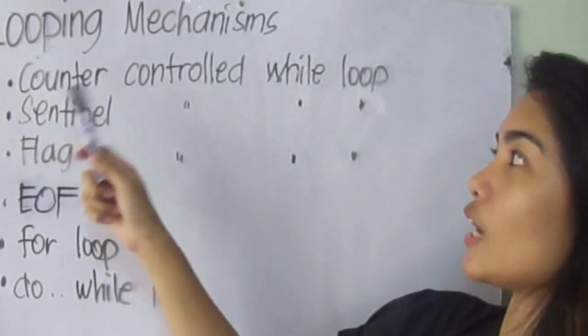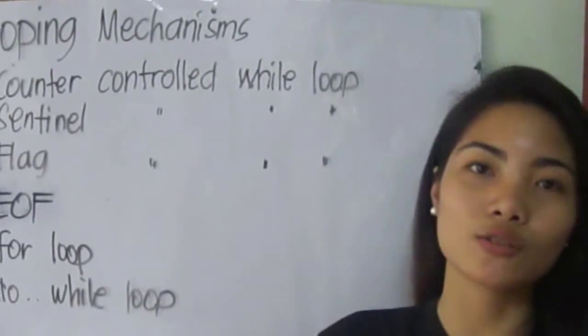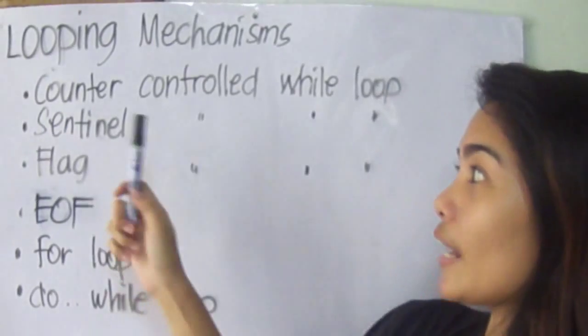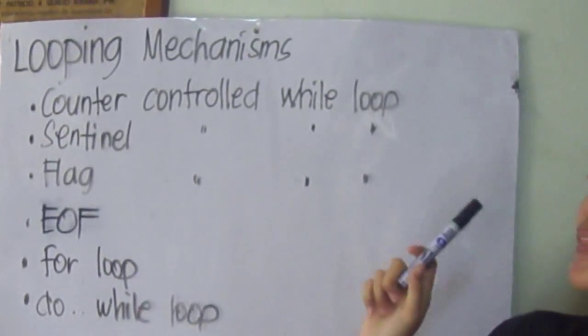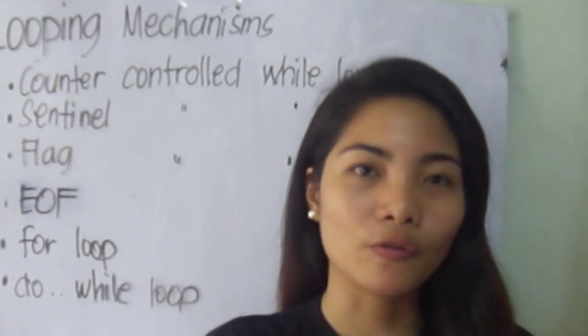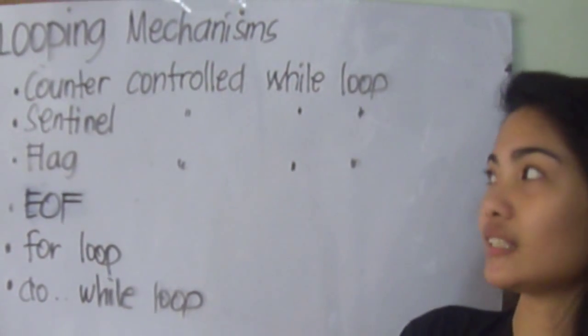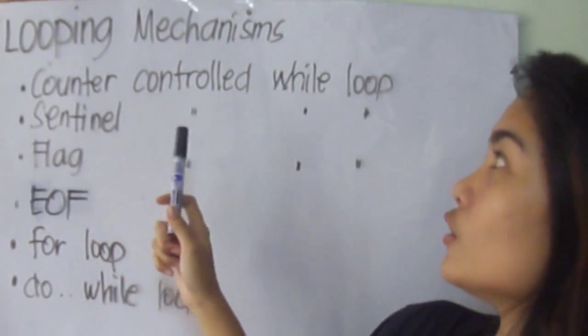The first one is the counter-controlled while loop, and it is used when the exact number of data or entry pieces is known. The second one is the sentinel-controlled while loop, and it is used when the number of data entries is unknown, but the last entry, also called the sentinel, is known. The flag-controlled while loop.